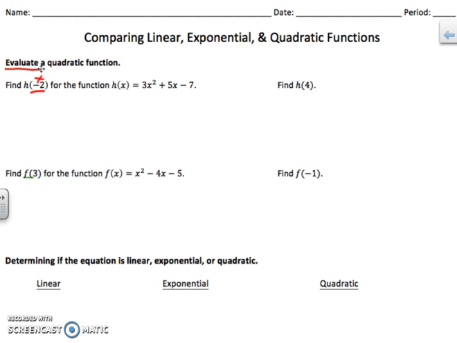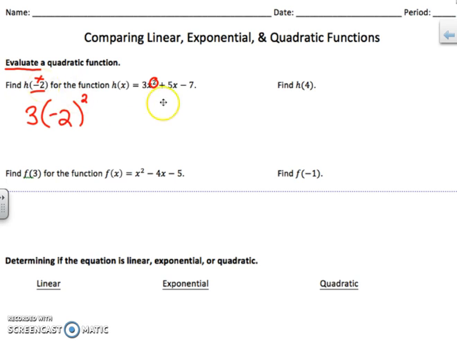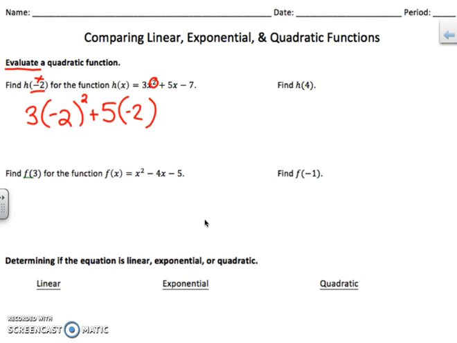Now the important thing is make sure you are putting everything in parentheses, okay? Because this lovely squared thing is very important, and if you do not put parentheses, your problem is wrong. So if you would start off first with 3, and then it wants you to input an x, okay? And it wants us to input -2 for x, okay? Your squared will go on the outside, and then you're going to continue with +5, and then it wants you to substitute in another value for x, which is -2. And then it wants you to continue with subtract 7.